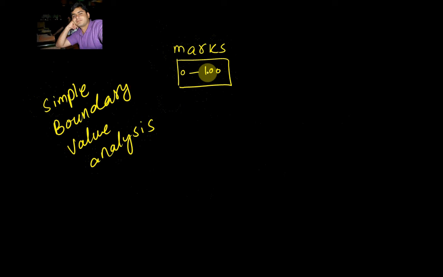For example, for marks whose value is from 0 to 100, we need to get 5 things. What are these 5 things? These 5 things are minimum value. Here the minimum value is 0, and then minimum plus means it is incremented by 1. Minimum is 0, then min plus should be 1.